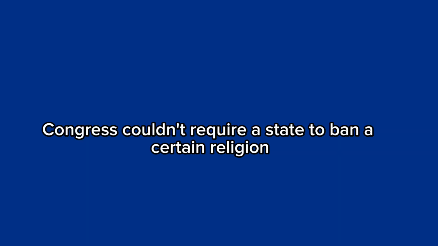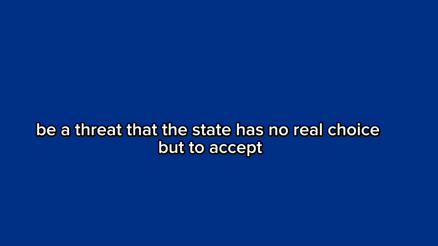And what's the fourth and most important limit? The fourth limit is that the condition cannot be unconstitutional. For example, Congress couldn't require a state to ban a certain religion in order to get education funding. And critically, the condition cannot be unduly coercive. So it can't be a threat that the state has no real choice but to accept.